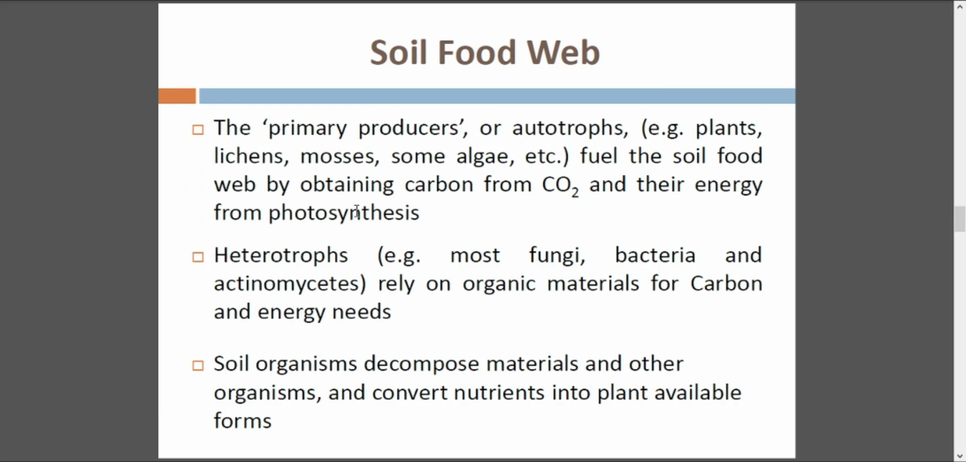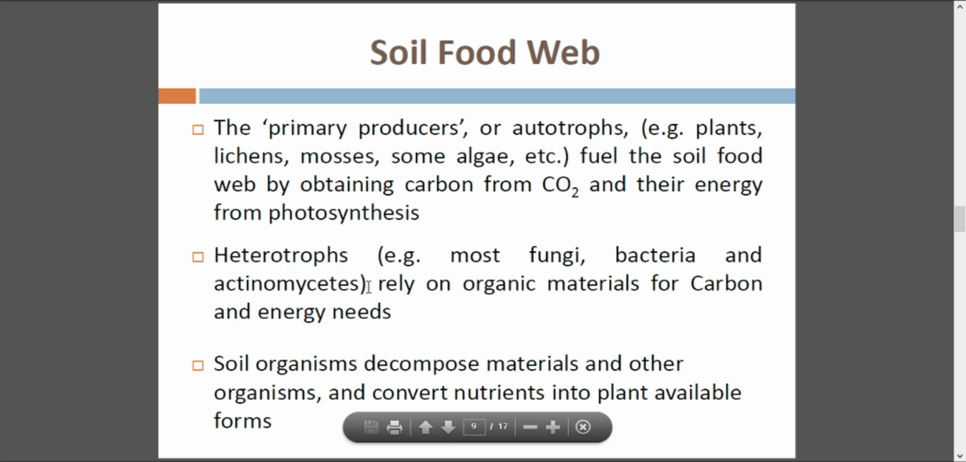So the primary producers, like we've seen, are the autotrophs, or the plants, or lichens, or moss, or algae, or all plants that have the ability to produce their own food, or food that will be for animals in higher trophic levels. Okay, so like we've seen, we have the primary producers, which are mainly autotrophs, and these normally act as fuel for the soil food web.